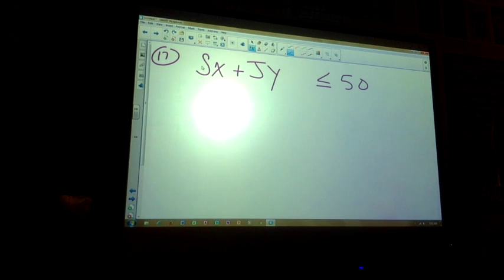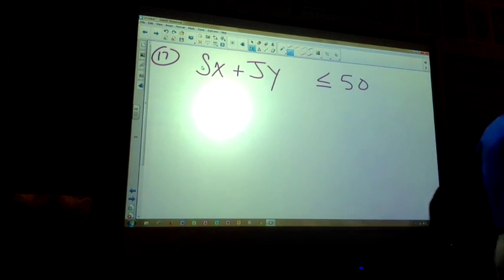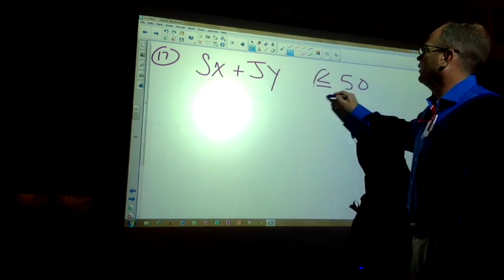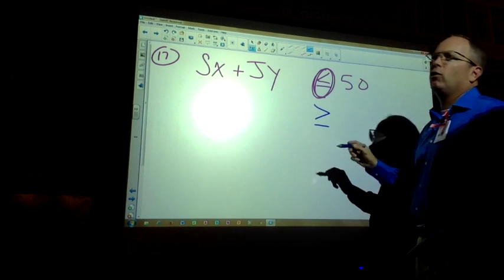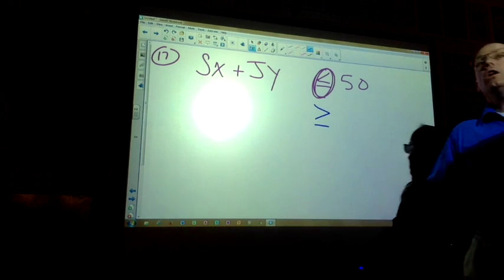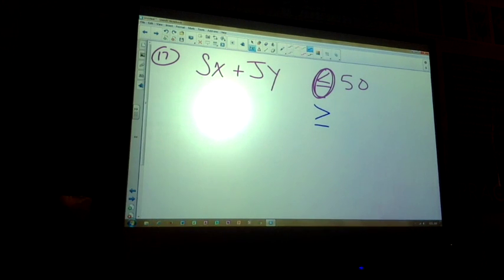The sum of their hours is at least 50. Do you think they worked more than 50 hours? At least 50. They worked at least 50 hours. So what's the smallest amount of hours they could have worked? 50. Is my sign correct? No. I need to flip this over. It needs to be this sign. They have to have worked at least 50 hours. They could have worked 51. They could have worked 60, but they did at least 50 hours worth of work.